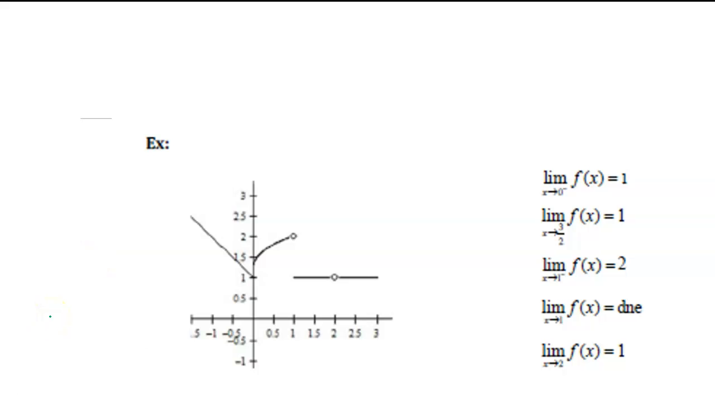So the DNE here is at 1 because you have what type of discontinuity? Jump. The DNE at 2 is not, or sorry, it's not DNE at 2 because even though you have a removable discontinuity, the left-hand limit and the right-hand limit still equal each other. So the limit at 2 exists.